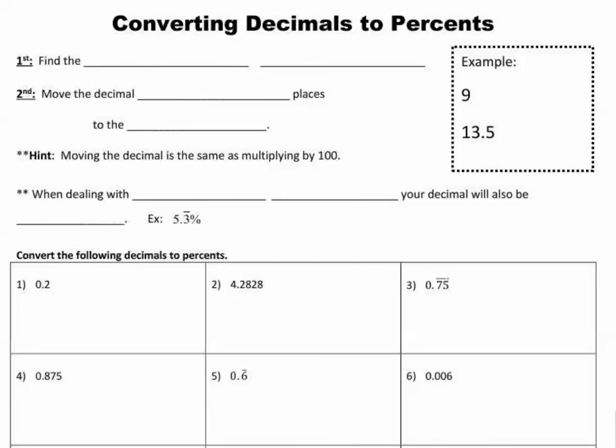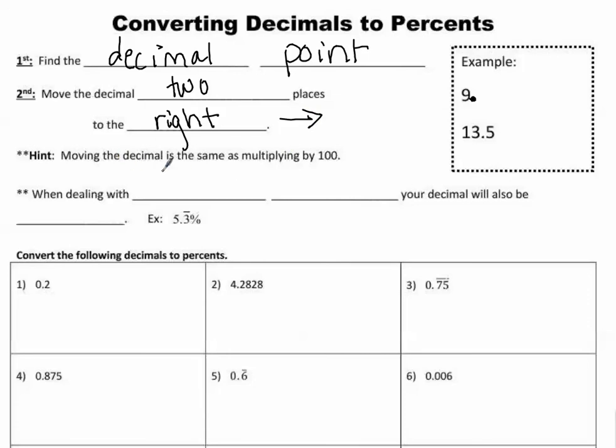Turn the page and let's look at converting decimals to percents. Finding the decimal point is your first step. If it is not there, such as in your example over here, where you have just 9, your decimal point is always located at the end of the number. Step 2, move the decimal 2 places to the right. Hint, moving the decimal is the same as multiplying by 100.